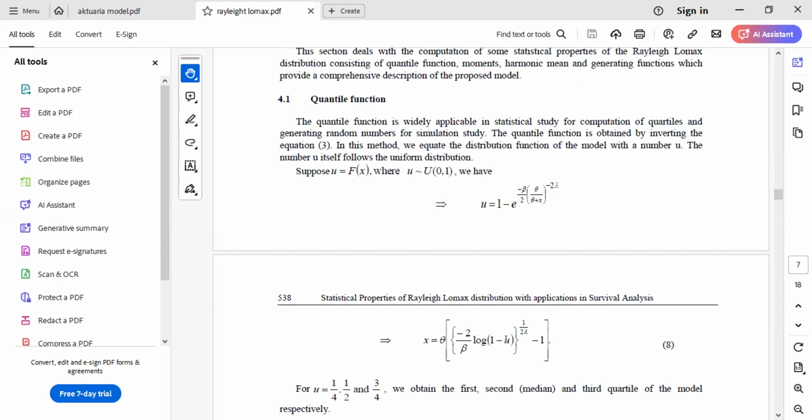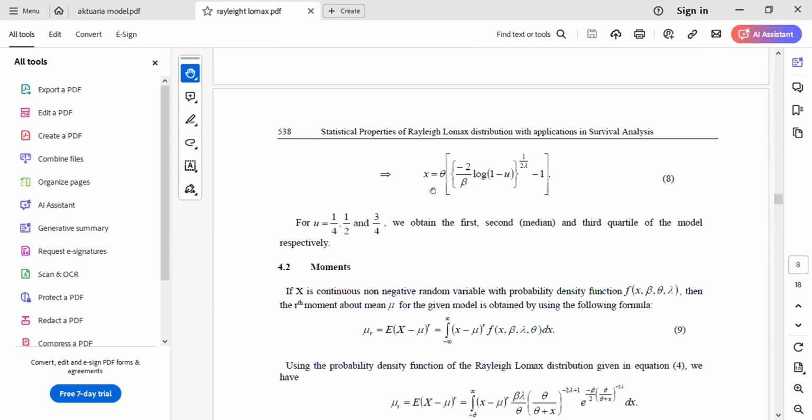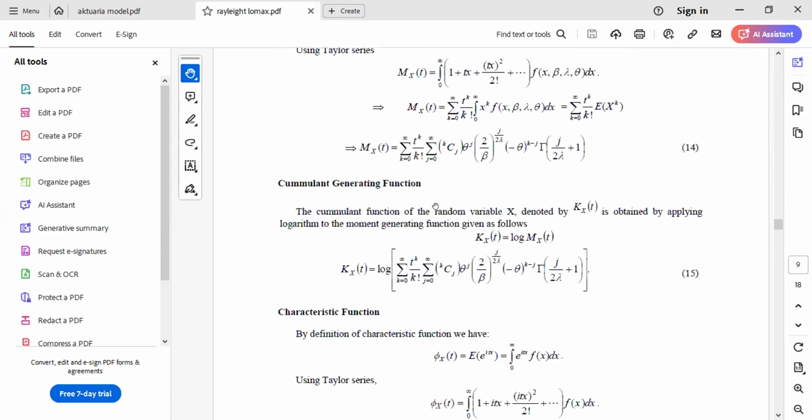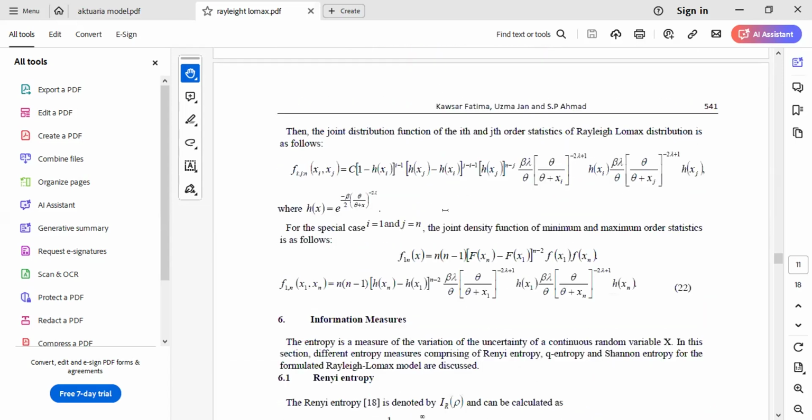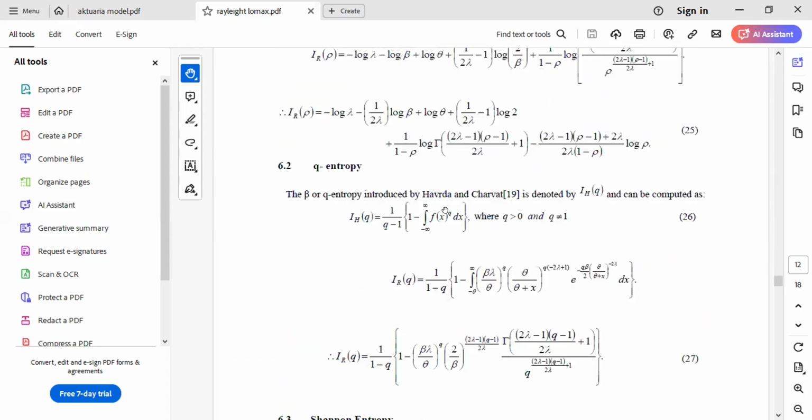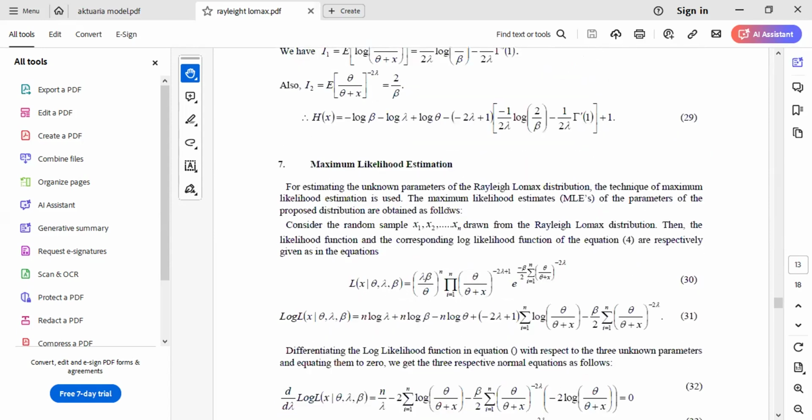U means the number, and it is a number from 0 until 1. To simulate, you can use the uniform 0, 1, runif. Okay, in R, we use runif. And then in this research article, we have the log likelihood function, like in equation 31. In equation 31, we can find the log likelihood function.